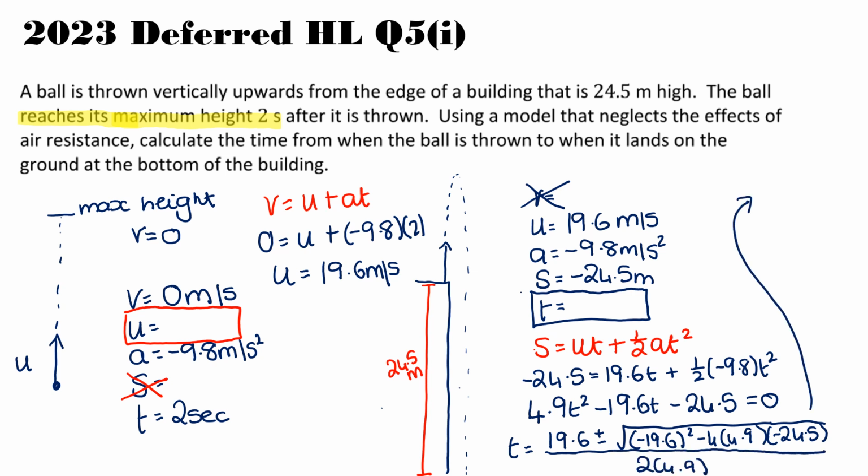And that's going to give us two answers for time. And one, like the last time, will be negative and one will be positive, and that's the answer we want. So our two answers are 5 and -1. The -1 is incorrect because you cannot have negative time.